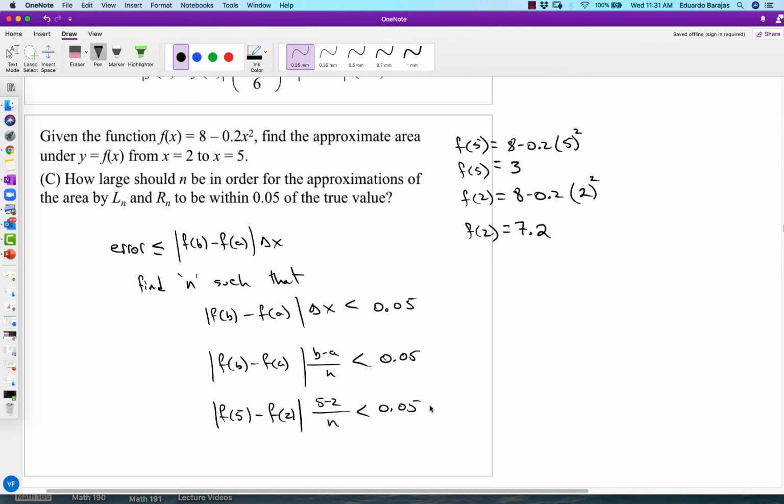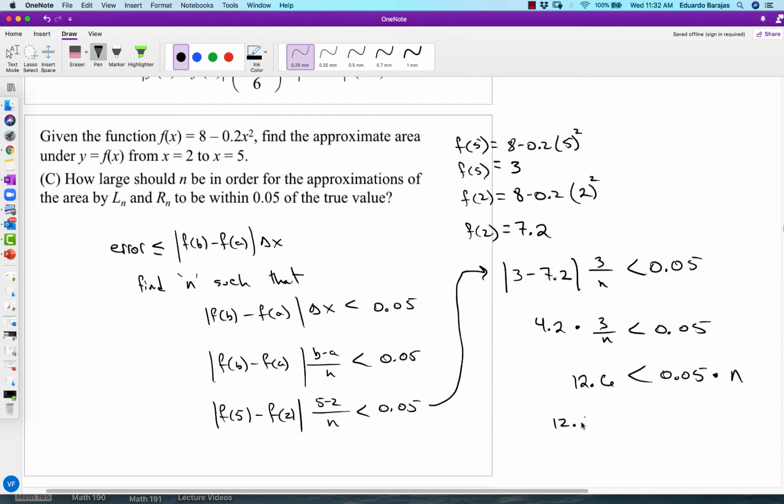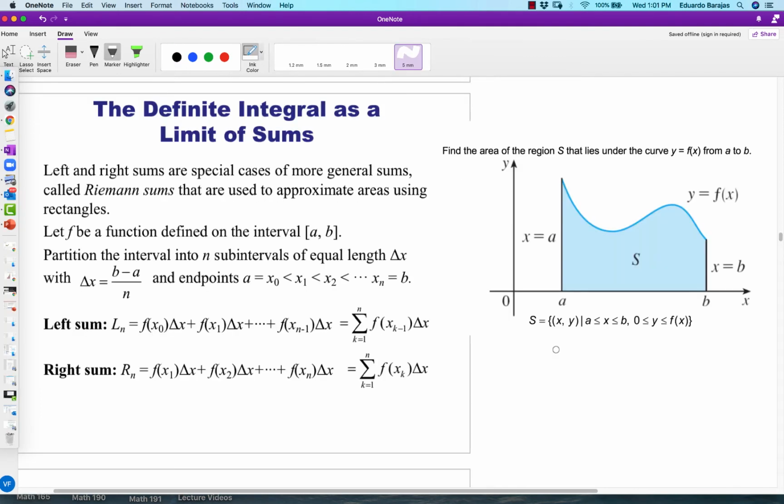And once we have our values of f of 5 and f of 2, we can come back to our inequality and solve for n by evaluating f of 5 as 3, f of 2 as 7.2, and solving the inequality for n. Okay, so we get that n must be strictly greater than 252 in order for our error to be less than 0.05.